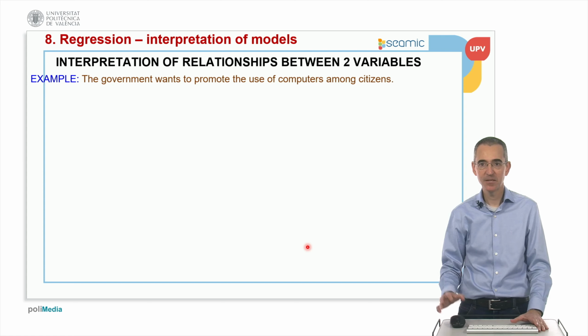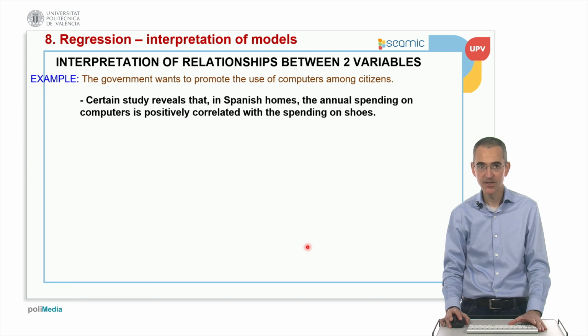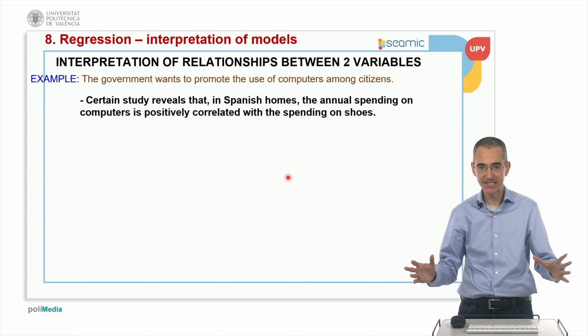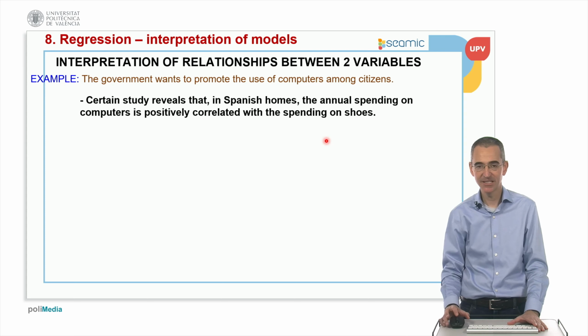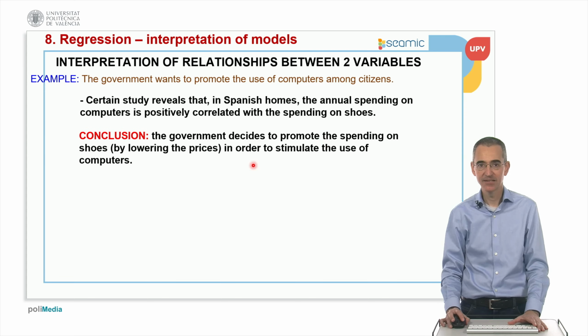The example that I'm going to consider is the following. Imagine that the government wants to promote the use of computers among citizens. Then imagine that we have a study that reveals that in Spanish homes, the annual spending on computers is positively correlated with the spending on shoes. Okay, imagine that that is true. Okay, then can we think about this conclusion?